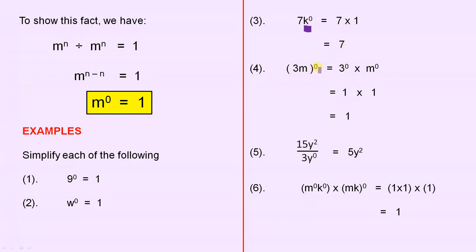3m to the power of 0. Now from previous videos we saw that that's 3 to the 0 times m to the 0. 1 times 1 is 1. Or that whole term is to the power of 0, so you can say that it's 1 immediately.